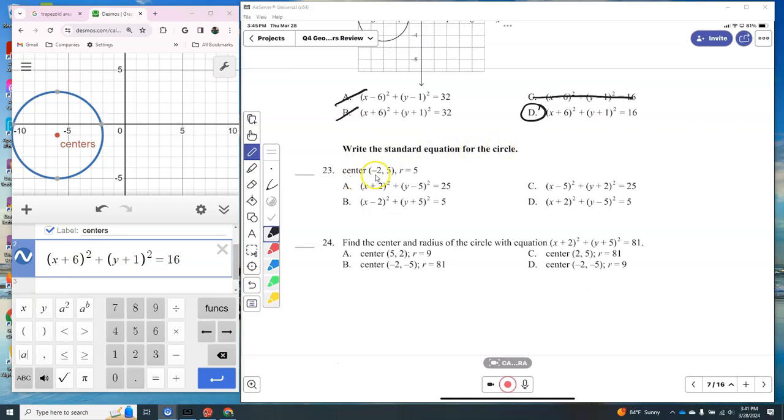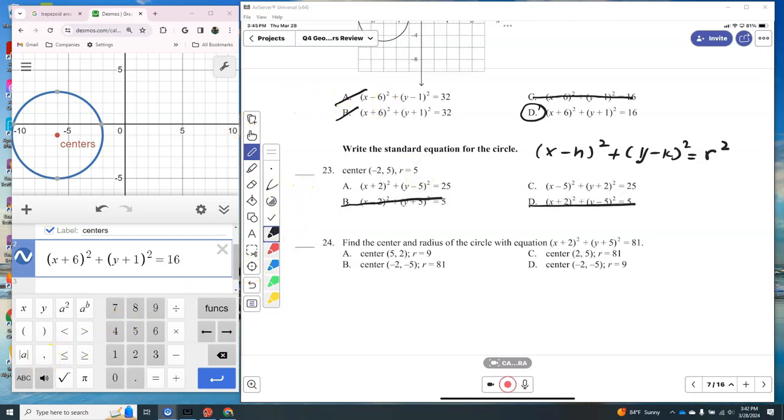Number 23, write the standard equation of a circle. Here is the center, -2, 5. And what's the radius? 5. Remember in our equation, and I'm going to go ahead and write it, it's x minus h squared plus y minus k squared equals radius squared, the radius measurement squared. So if you look at 5, it's going to have to be squared, so you know that the answer is not B and it's not D. So it's between A and B.